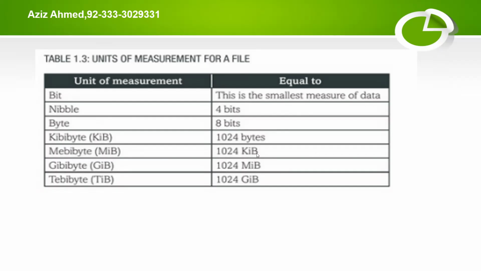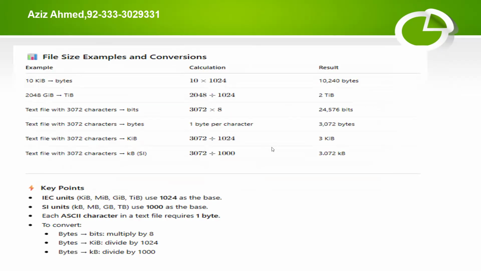Okay, now see here how we calculate file size. 10 KB means you will multiply 10 by 1024, and you get 10240 bytes. 2048 GB in TB: 2048 divided by 1024, you will get 2 TB.